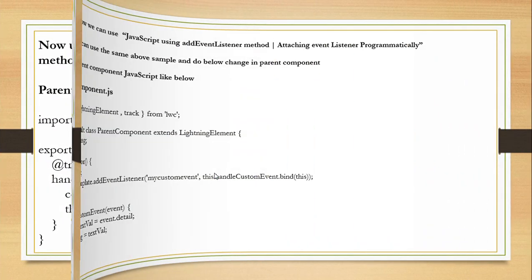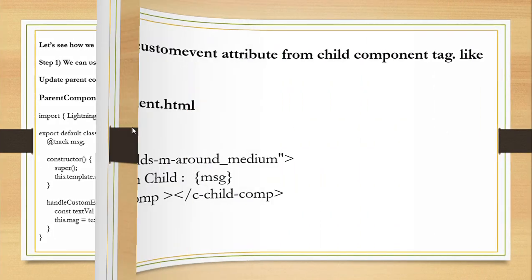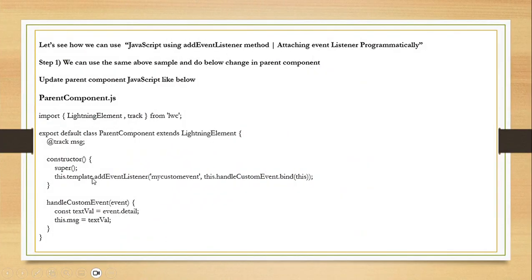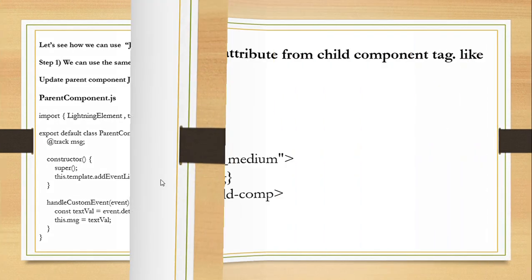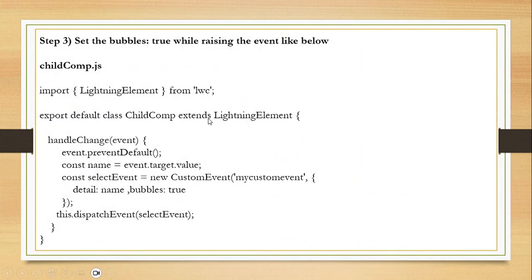After that, JavaScript using the addEventListener method, attaching the event programmatically. Step 1, we can use the same argument in the parent component, and you can call this.template.addEventListener('myComponentEvent', this.handleCustomEvent). Set bubbles to true while raising the event like below. You can see this.